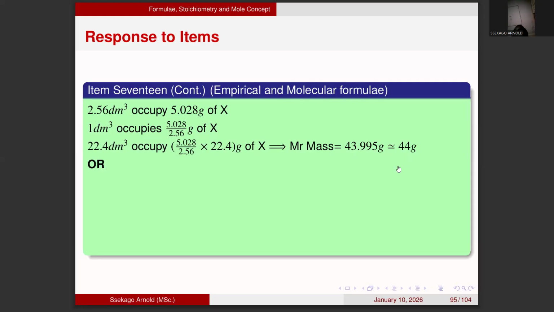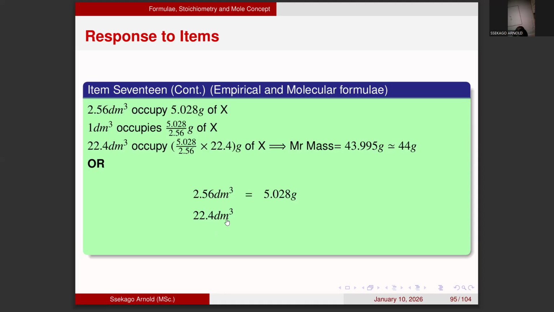Alternatively, another learner will come and use the following approach. He will come and say, you've told me that 2.56 decimeters cubed are equal to 5.028 grams. This is what you've informed me. So if I want to determine molecular mass and I have a volume, I know what the standard volume is. The standard volume may not be directly attached to the question, but it may be on the front page of the question paper. And that standard volume is 22.4 decimeters cubed. Now, that learner will ask him or herself, if 2.56 occupy this mass, what of 22.4 will occupy which grams?